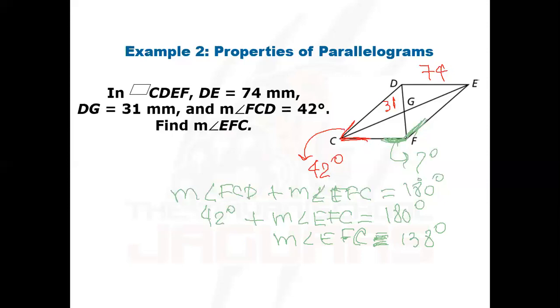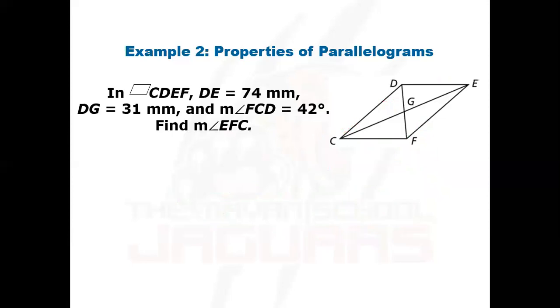So how did I solve it? Beginning with the principle that the sum of two consecutive angles equals 180. I know the measure of one of the angles is 42, and the measure of the other one will be 180 minus 42. So the measure of the angle EFC will be 138 degrees at the end. And that will do this exercise. So let's continue with another one.